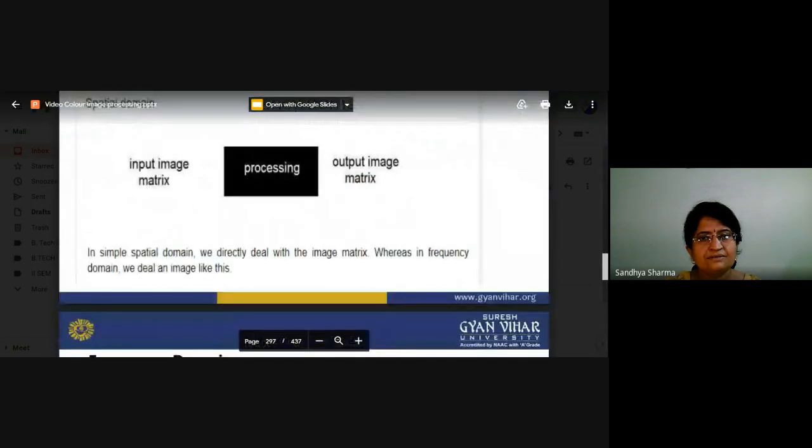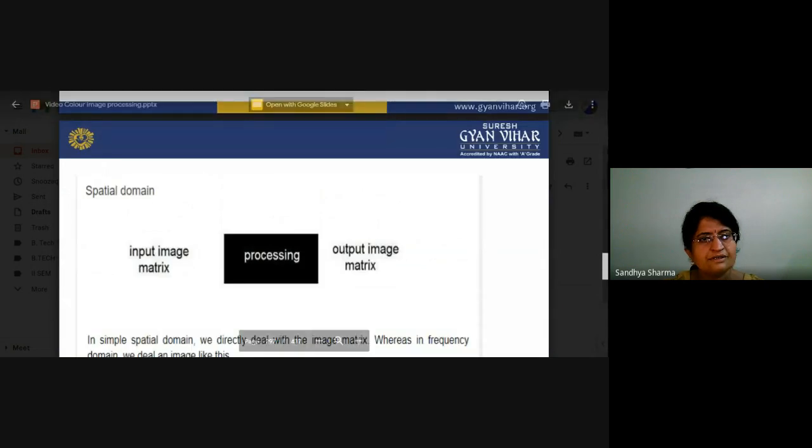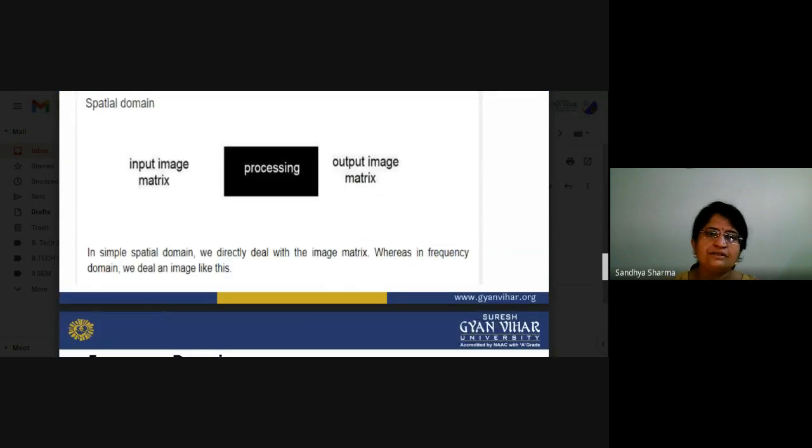You can see here how this works. If we are talking about the spatial domain, there is an input image matrix that we have to process, and an output image matrix that we receive. In the simple spatial domain we directly deal with the image matrix, whereas in the frequency domain we deal with an image like this. We have to transfer our image into the frequency domain, then process it in that particular area. So that is the basic thing.